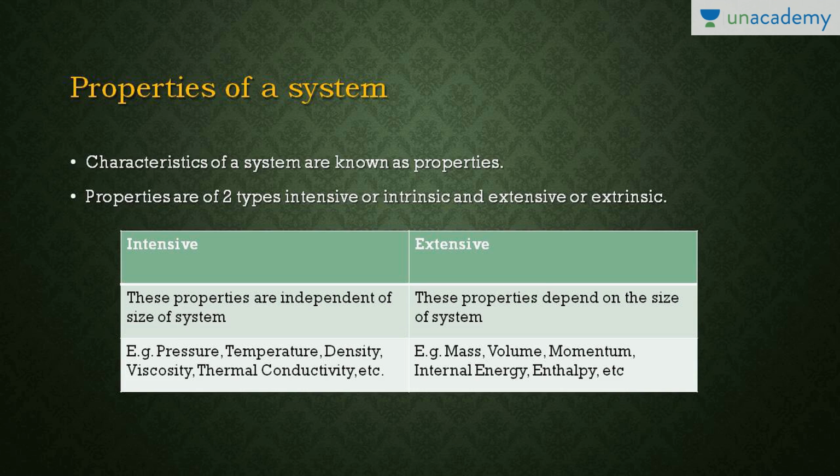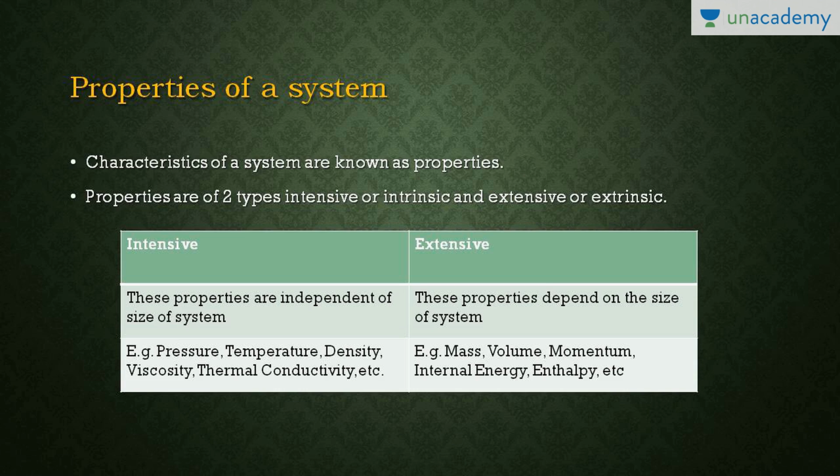Every system has some characteristics and those characteristics are known as properties. For example, if your body is a system, your height, your weight, your name, these are your characteristics and we can call it the properties of your body or the properties of the system. Properties are mainly of two types: intensive properties and extensive properties. Intensive properties are also known as intrinsic properties and extensive properties are also known as extrinsic properties. So intensive or intrinsic and extensive or extrinsic.